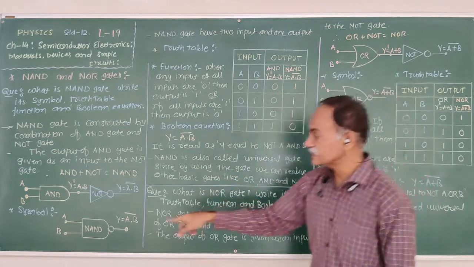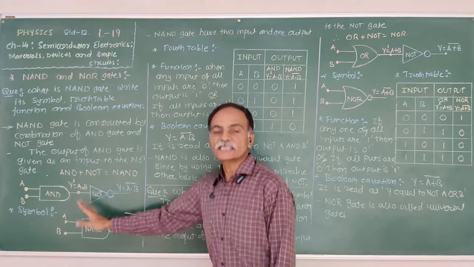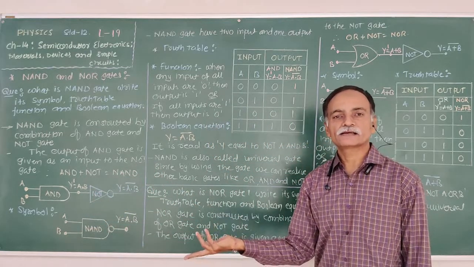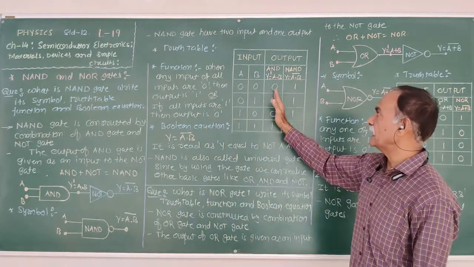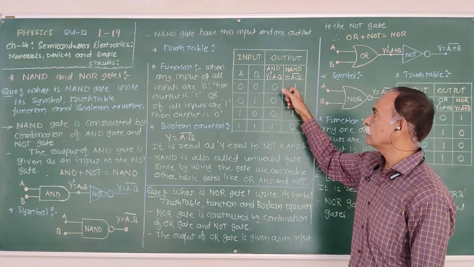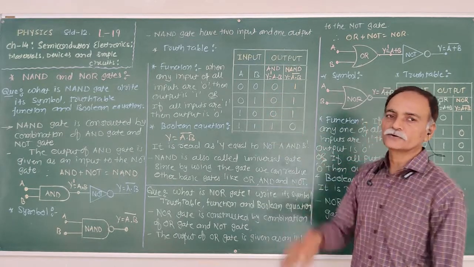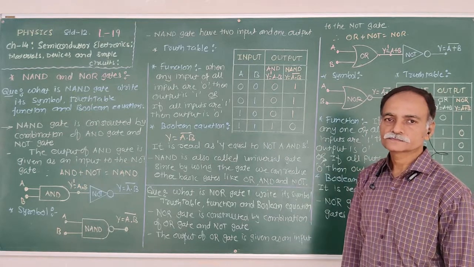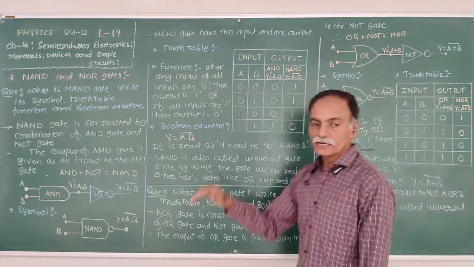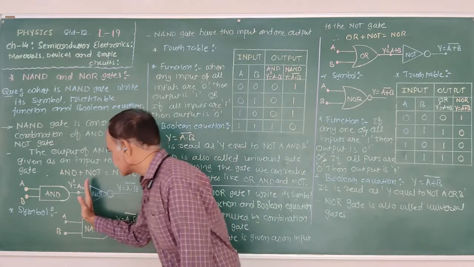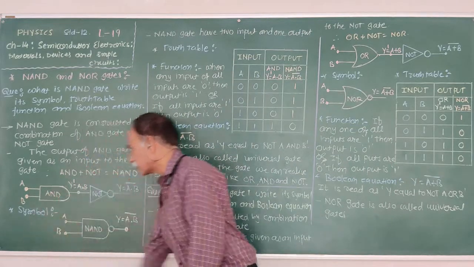Now this output is given as the input to the NOT gate. The NOT gate is the inverter gate, so this output of the AND gate is inverted: 1 1 1 0. Again, the truth table of the NAND gate. First we discuss this part of the AND gate only.